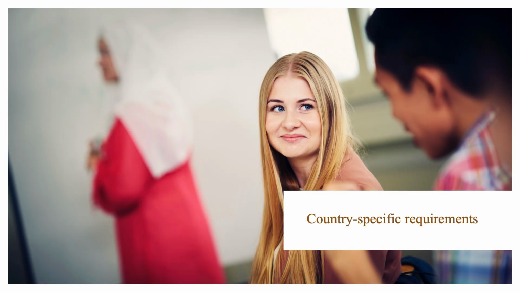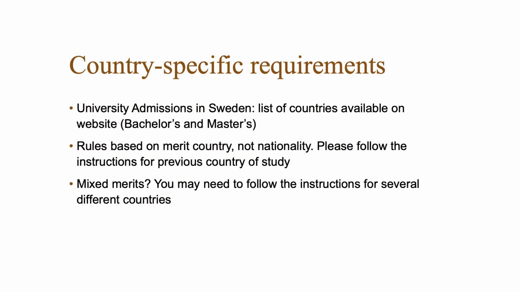Now let's take a look at understanding the country-specific requirements. In addition to the general and program-specific requirements, you also need to be sure to follow the country-specific requirements which apply to you. Students from different countries may need to fulfill certain specific academic requirements or provide supporting documents in ways that are unique for their country. In order to find out exactly what is needed, please visit the University Admissions in Sweden website and find the country information. Please note that the rules are based on the country where you have previously completed your studies, not based on your nationality or where you're currently living. Note also that if you have studied in more than one country, you may need to follow the instructions for several different countries.